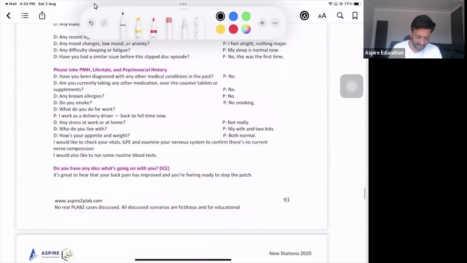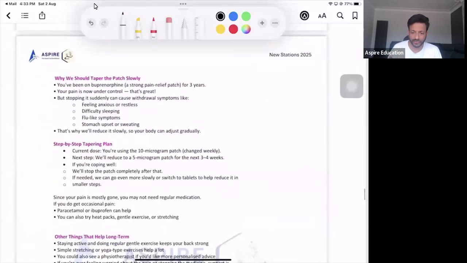So the patient's pain is very much controlled, and we will be tapering it down slowly. You have been on the patch for 3 years and your pain is under control. That's a good thing, but stopping it suddenly can cause withdrawal symptoms, like feeling anxious, sleepy, flu-like symptoms, stomach upset. So what we will do is reduce it slowly. Step by step, we will taper it.